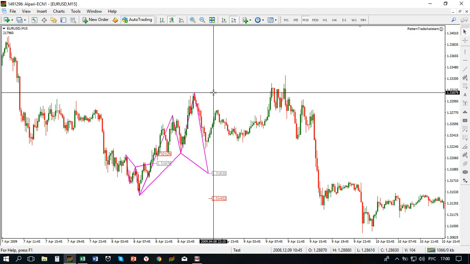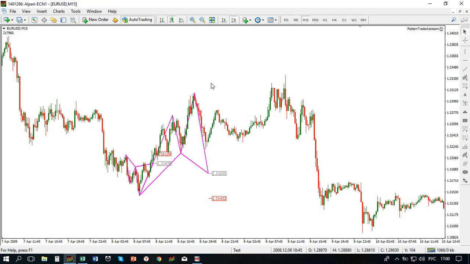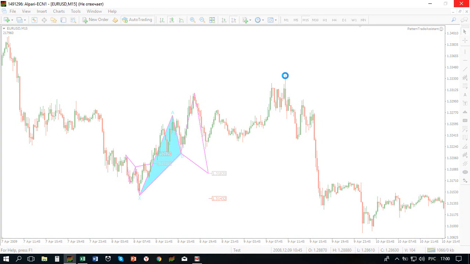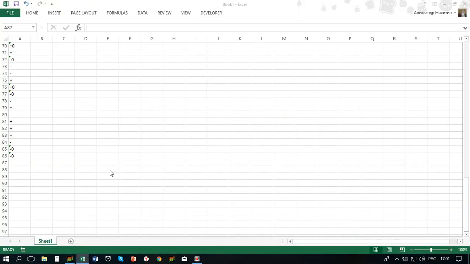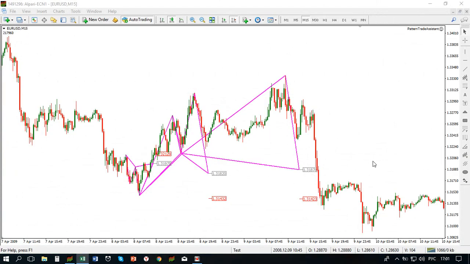What is this? Potentially it is a Cypher pattern, but let us check. X, A, B, come on, to C, and D point goes here. If we have a Cypher pattern this way, yes, we have it this way, and it was invalidated. It was a loss. It turned into a loss. Let's go next.